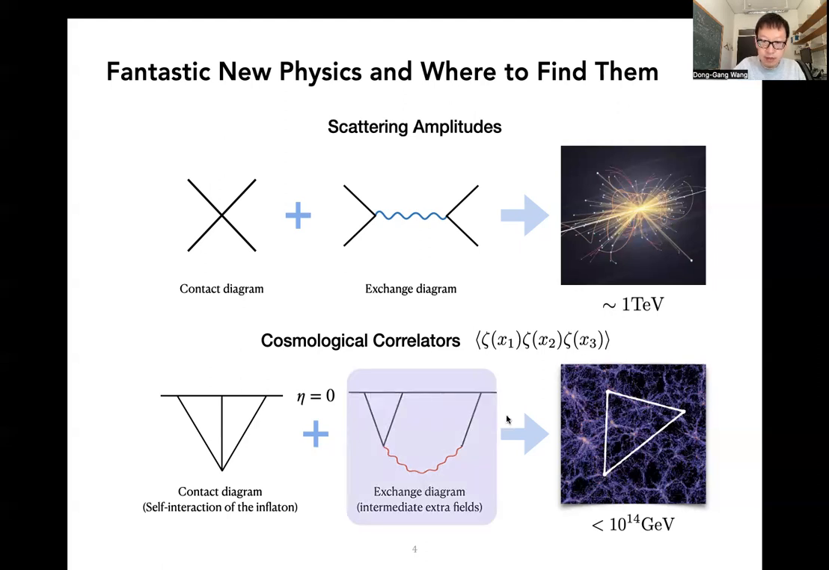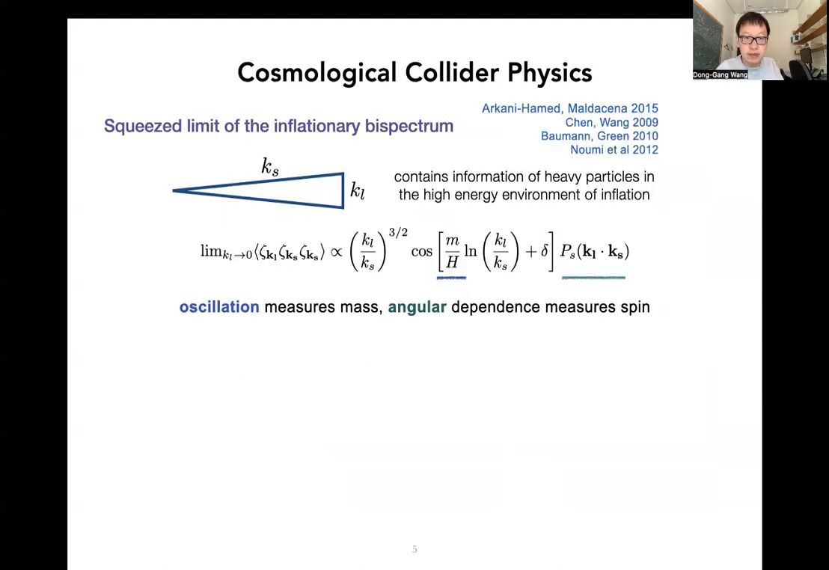So this Feynman diagram is the main focus of this talk. This is basically the idea of cosmological collider physics, which was first proposed by Nima Arkani-Hamed and Juan Maldacena back in 2015. The key insight there is to notice that if we take the squeezed configuration of this momentum triangle, that is to say, we set one side of this momentum triangle to be much smaller than the other two sides, then this squeezed configuration contains information about these extra heavy particles during inflation.